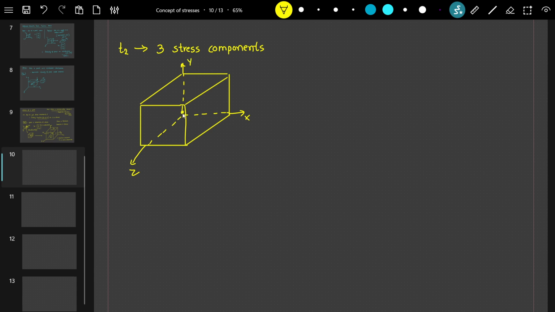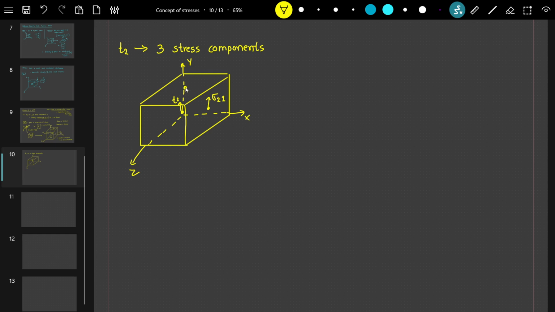So T2 here at this point, this is a T2. So the T2 on three different planes. Let's take first the X plane, finding the T2 component on the X plane. In this direction we get the stress here, the stress due to T2 on the X plane.